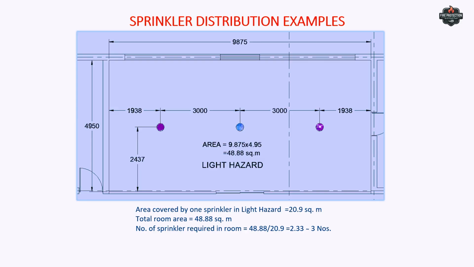So now we have taken a bigger room. Here the room area is 48.88 square meters. If we divide this total area by 20.9, we get 2.33. Rounding this up to the next whole figure comes out to be 3 sprinklers. So in this room you need 3 sprinklers. You can see here the maximum distance from the wall, which is actually 2.4 meters here. Since it is light hazard, you can go a maximum of 2.7 meters. So here no problem. In this room we need 3 sprinklers.